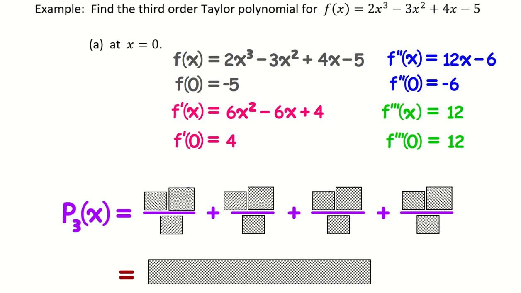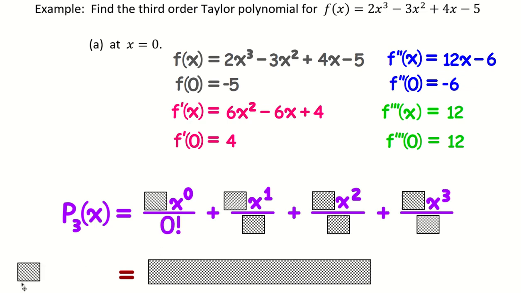So let's see. Since we're going at x equals 0, it's just going to be x to the 0 in that term, x to the 1, x to the 2, x to the 3, and then of course 0 factorial, 1 factorial, 2 factorial, and 3 factorial. So what goes here? What goes here?